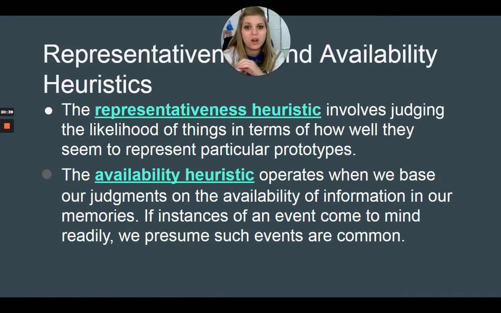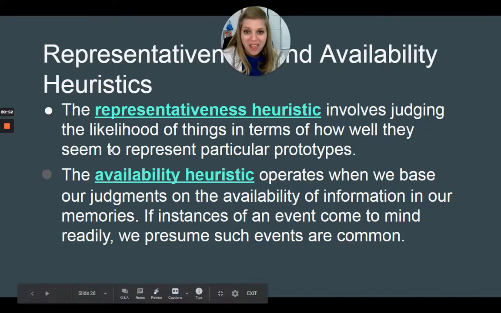Representativeness heuristic is where I'm judging likelihood based on prototypes, based on stereotypes, and the likelihood of something happening because it fits with what I would have expected to happen. So that's going to wrap it up for our cognition unit.